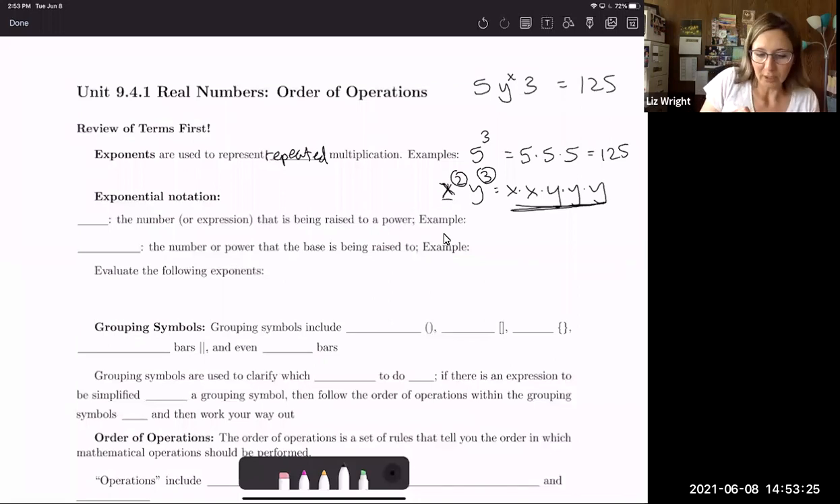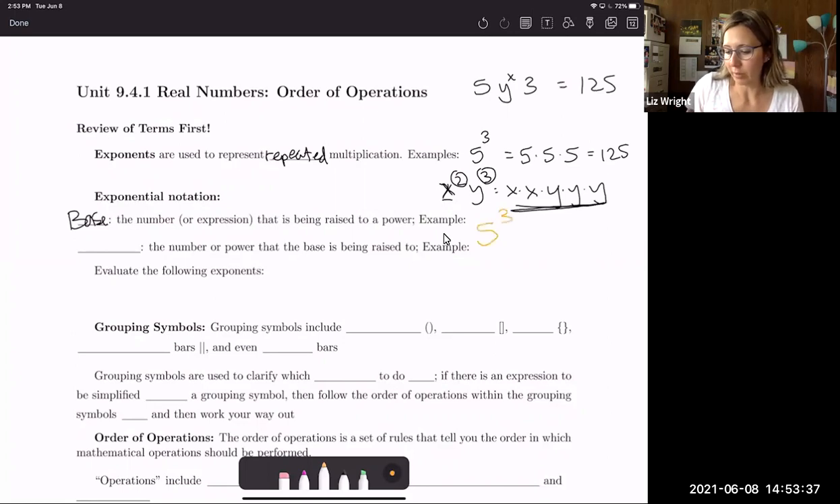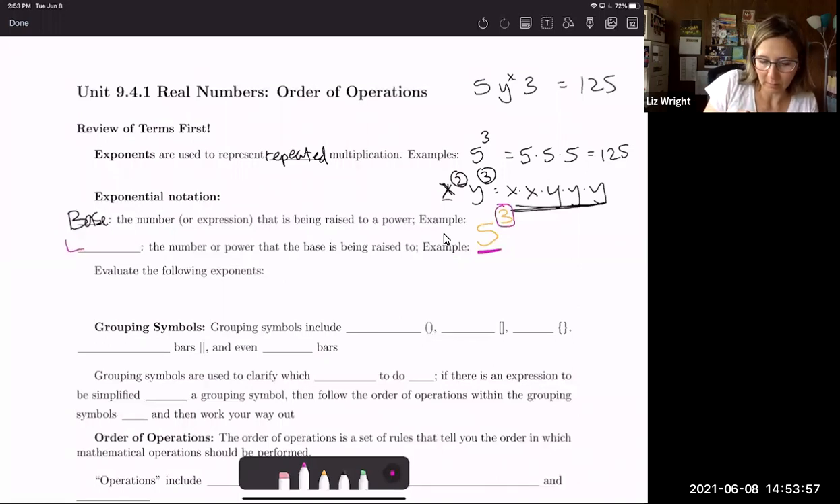So in our exponential notation, we have one term called base, which is the number or expression that's being raised to a power. So if I take my example from up above, 5 to the third, the base is going to be the 5. I also think about cheerleading. In cheerleading, the bases are the people on the bottom raising up the little flyers, or so I'm told. But so the 5 would be the base. And then the 3 is going to be the exponent. And the exponent is the number or power that the base is being raised to. So it's going to be the little number.